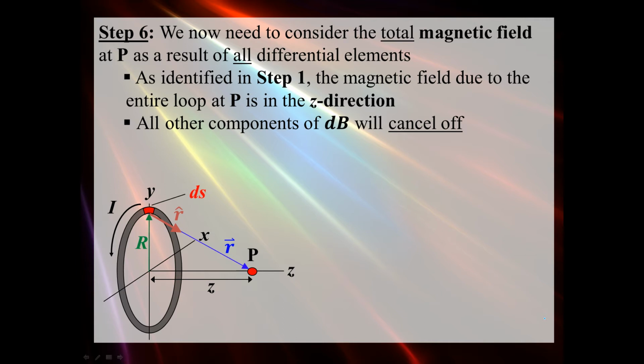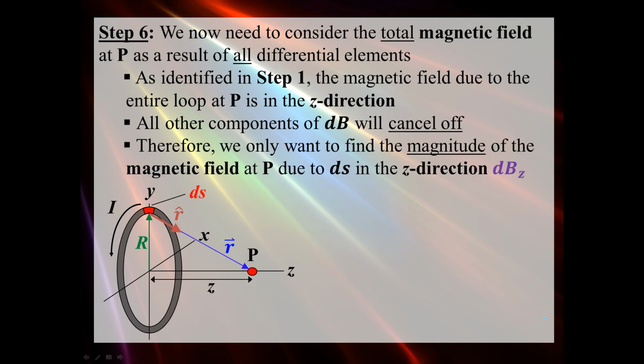So the magnetic field, so dB in the x direction and y direction, when we add the integral up, they're not going to matter. So we may as well not even consider it right now. And that's what we want to figure out. We only need to figure out what the magnitude of the magnetic field is at point P due to my differential element ds, and we're just going to do it in the z direction.